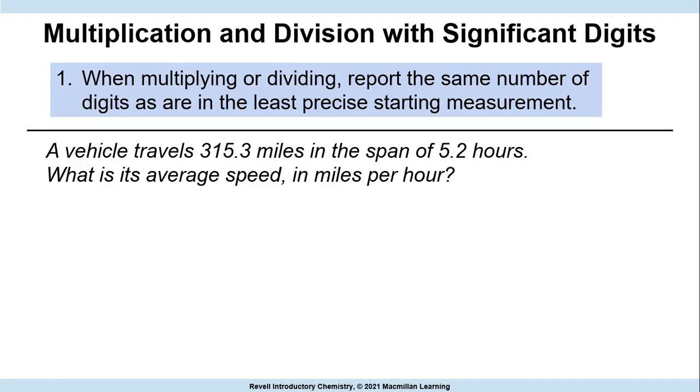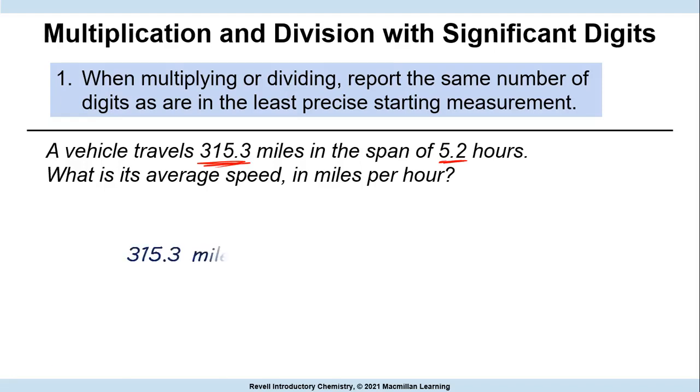If you look at 315.3, it has 4 significant digits. If we look at 5.2 here, it has 2 significant digits. So our final answer must have 2 significant digits. That is the law of multiplication and division of significant digits. So the answer that we are going to obtain here must have 2 significant digits.